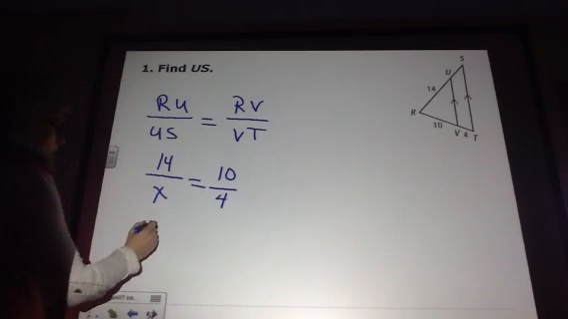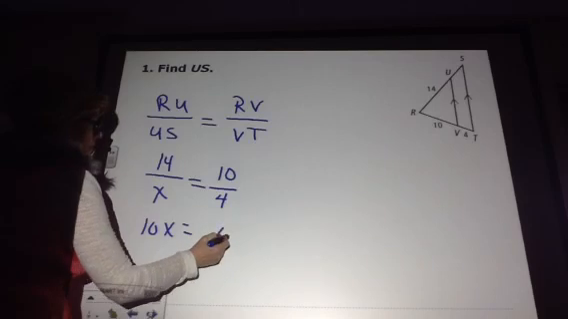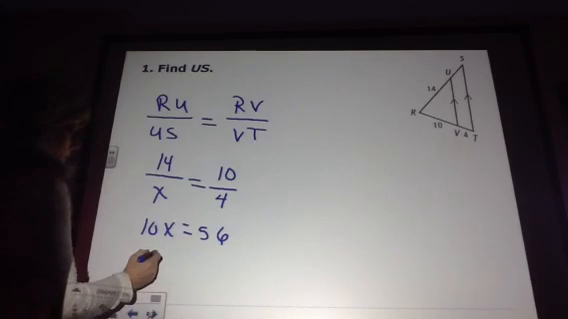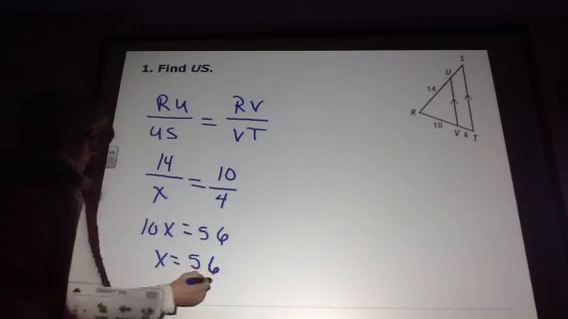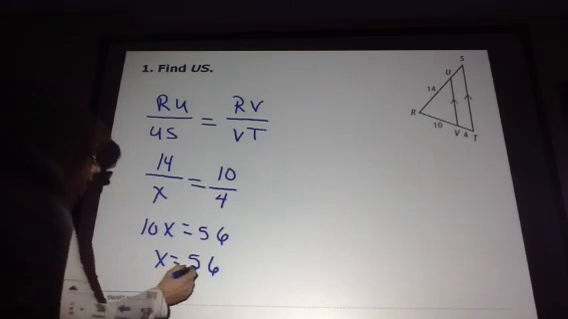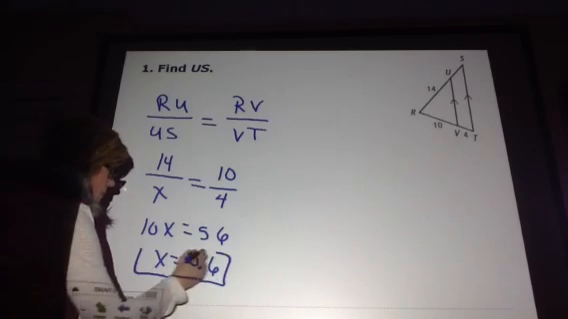Do your cross product. Divide by 10. X equals 5.6.